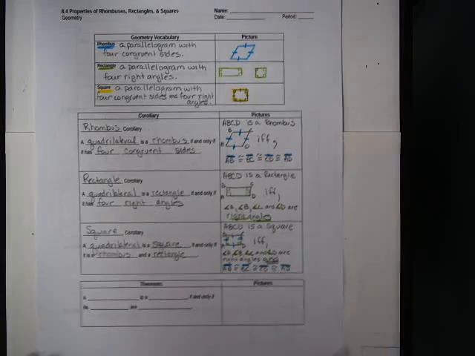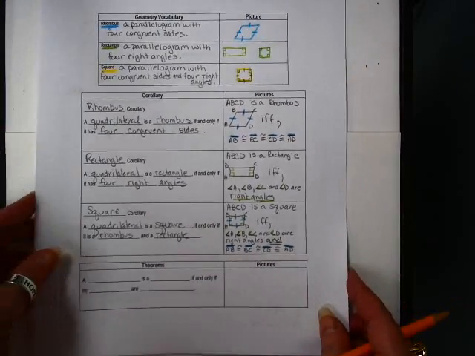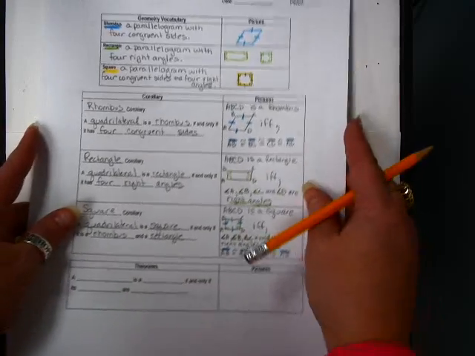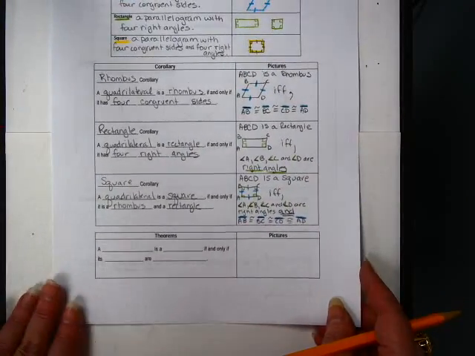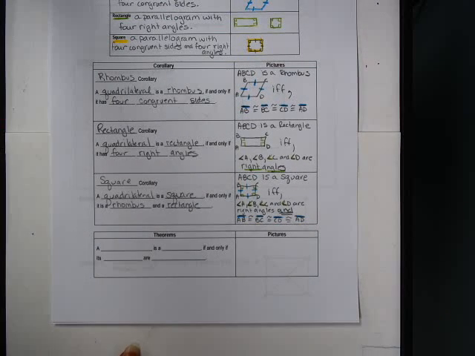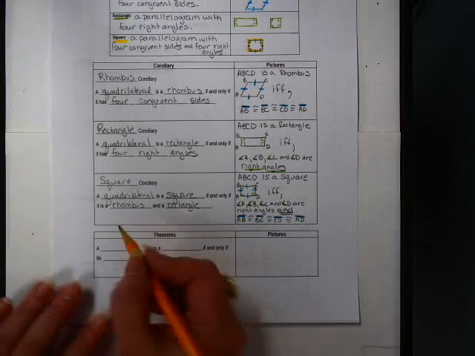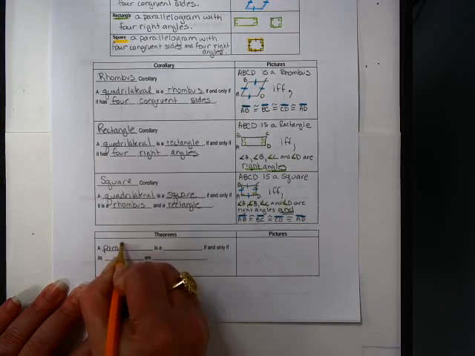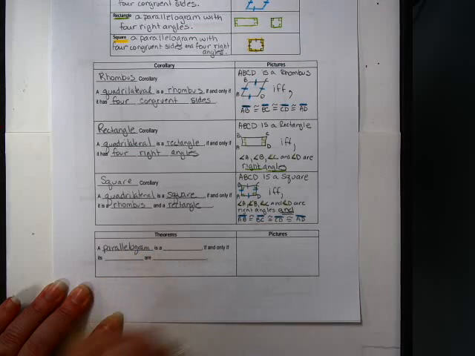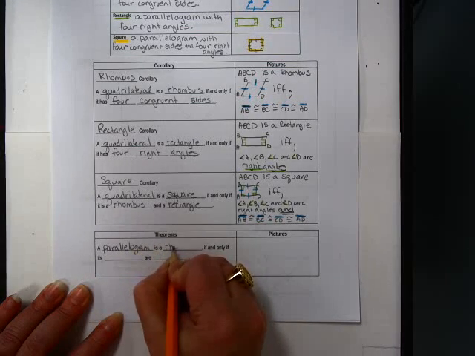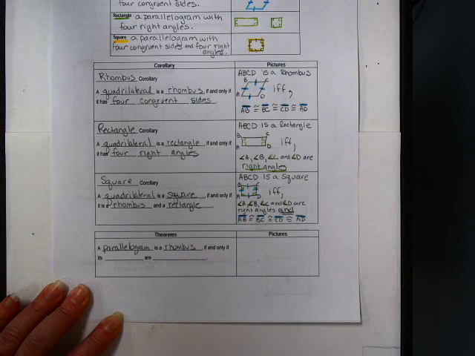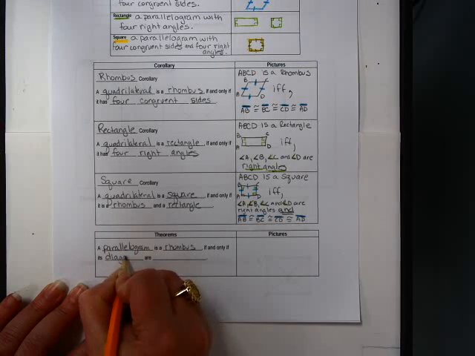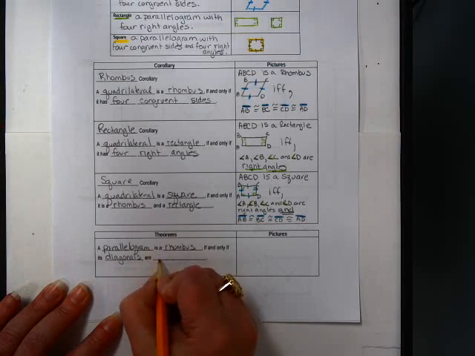All right, theorems. Now, theorems are what we prove, remember. They can be proven. Corollaries and definitions are just understood. We just accept them. All right, so the first theorem that we're going to talk about today says a parallelogram is a rhombus if and only if its diagonals are perpendicular.